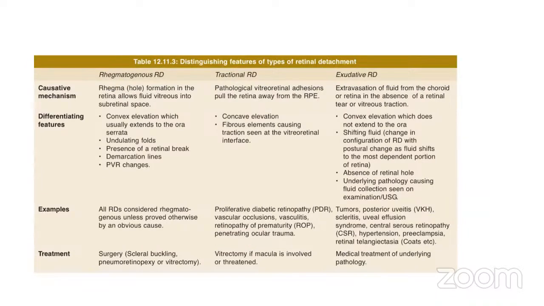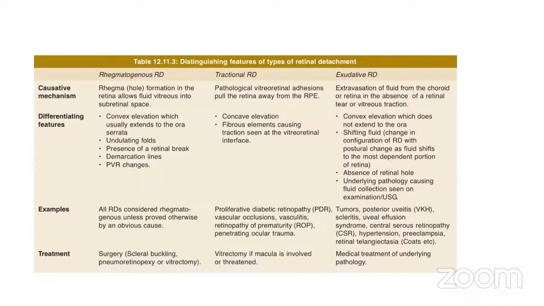So to summarize all the different types of retinal detachment: in rhegmatogenous RD, there is a hole through which the liquefied vitreous enters and detaches the retina. In tractional RD, there is a fibrovascular membrane which is pulling and then detaching the retina. In exudative RD, there is extravasation of fluid either from the choroid or retina, in the absence of a retinal tear or vitreous traction. So this fluid will accumulate in the subretinal space and then it will detach.